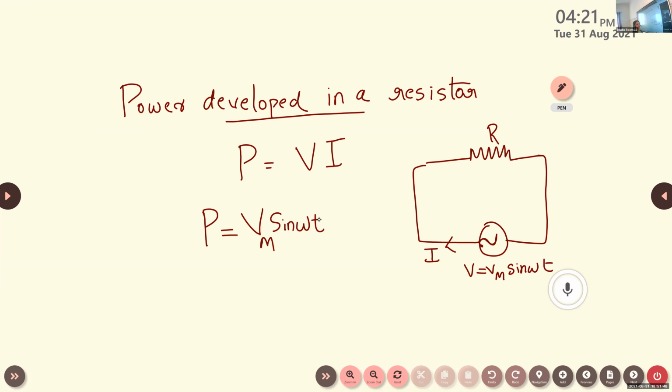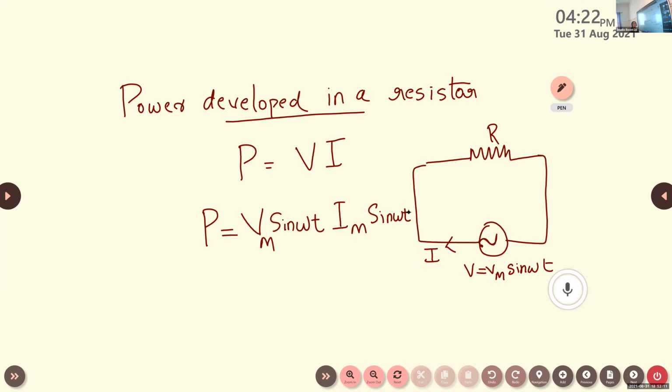What is the value of current in the present case? It is Im sin omega t. The general expression for calculating the electric power is given by P is equal to V into I. But here we consider the resistor that is connected to an electric circuit and an alternating source of EMF. An AC source is applied to the resistor.